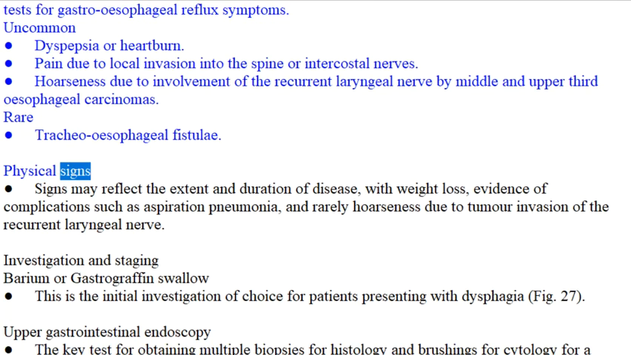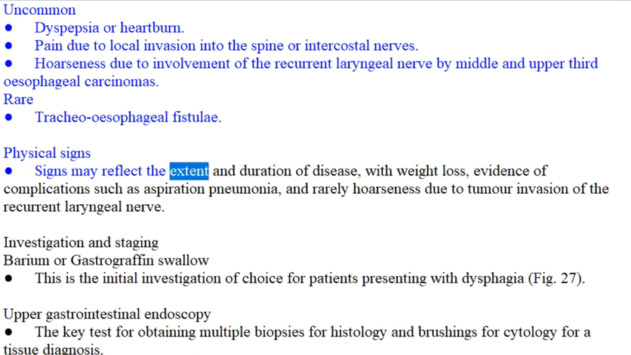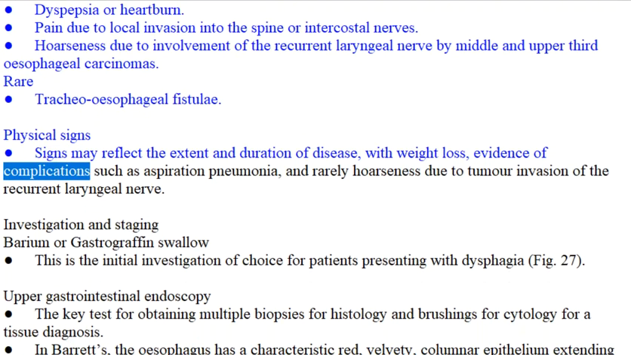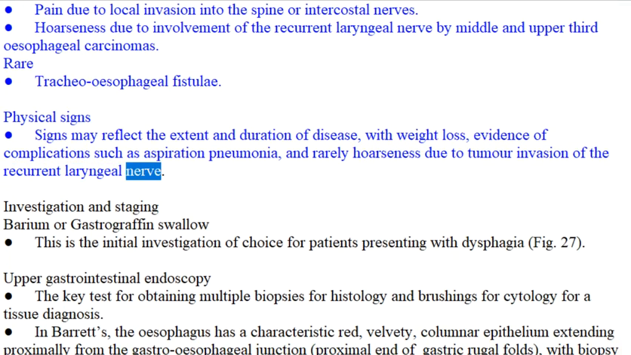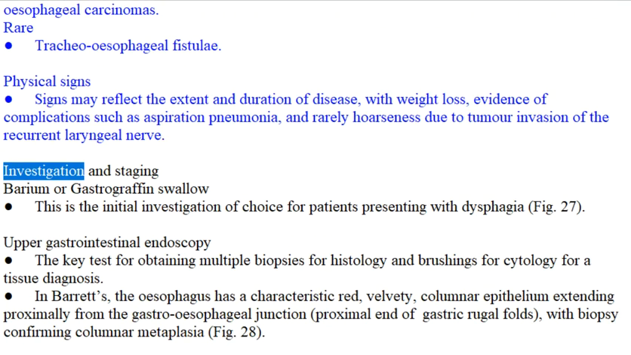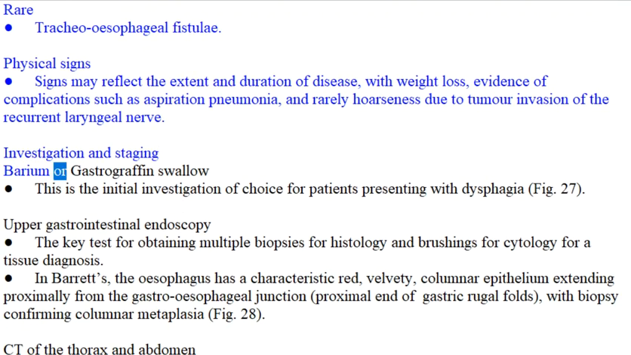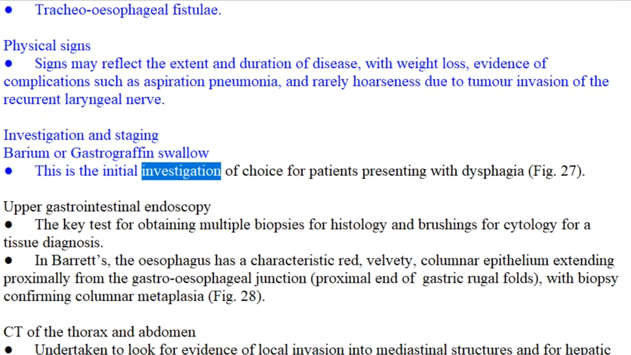Physical signs. Signs may reflect the extent and duration of disease, with weight loss, evidence of complications such as aspiration pneumonia, and rarely hoarseness due to tumor invasion of the recurrent laryngeal nerve. Investigation and staging. Barium or gastrograph in swallow. This is the initial investigation of choice for patients presenting with dysphagia, Fig 27.